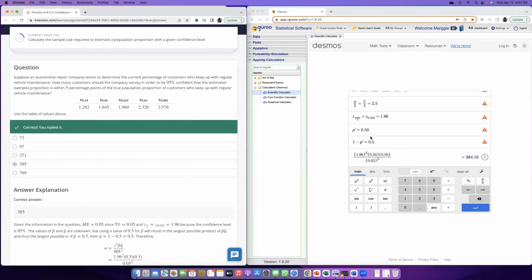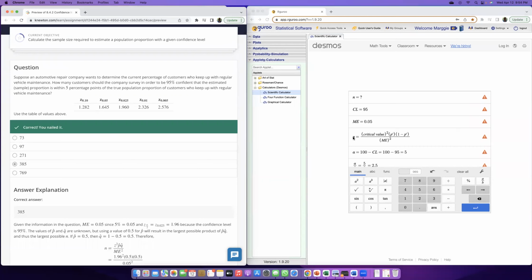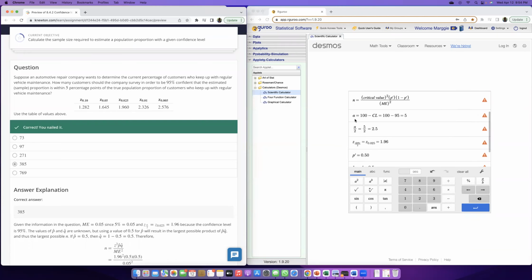All right. So again, the formula for that is sample size is equal to the critical value squared times the proportion from the sample times 1 minus the proportion from the sample, divided by the margin of error squared. We had all of the information. Margin of error is 0.05. We have an alpha of 5%, meaning that half of that is 0.025. We go to the table. Our critical value is 1.960, this number here.